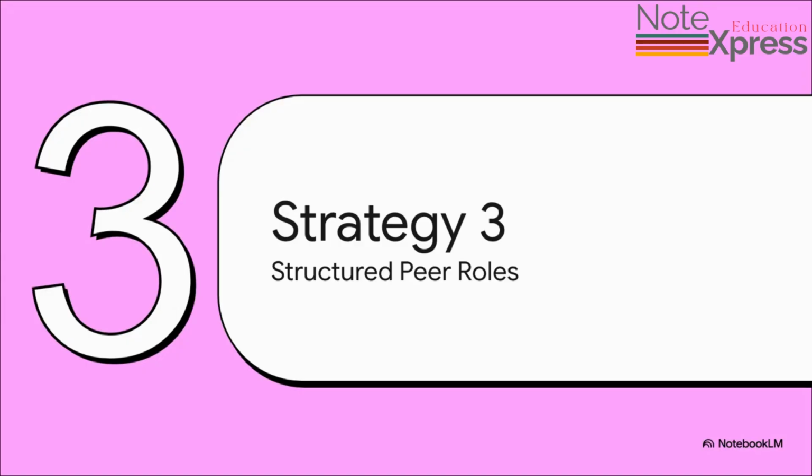Our third and final strategy is all about harnessing the power of the group. I'm talking about structured peer roles. We all know that good group dynamics can be a huge motivator, but you also know how unstructured group work can go, right? One kid does all the work and the others just coast. By assigning specific, clear roles, we make sure every single student has a job and a reason to contribute.